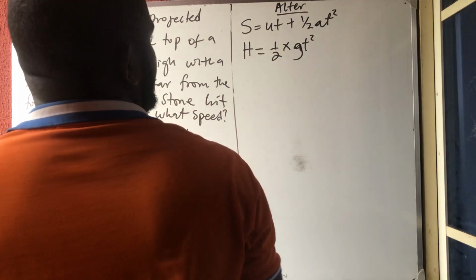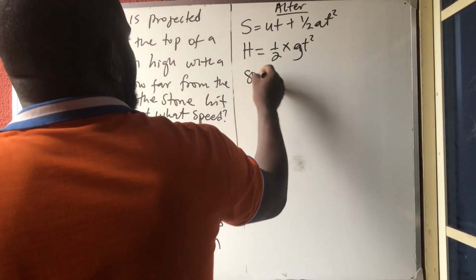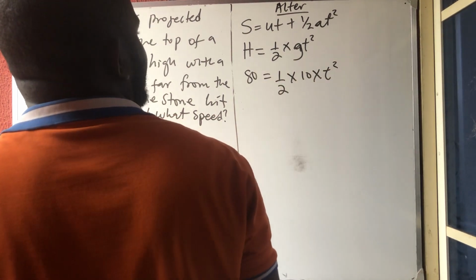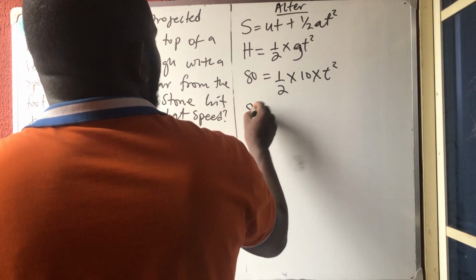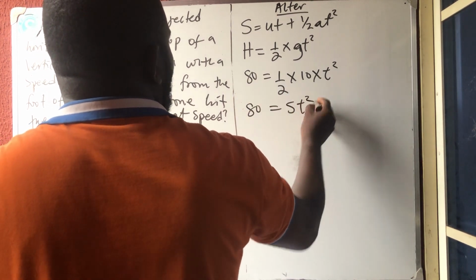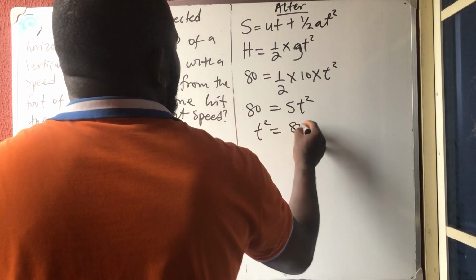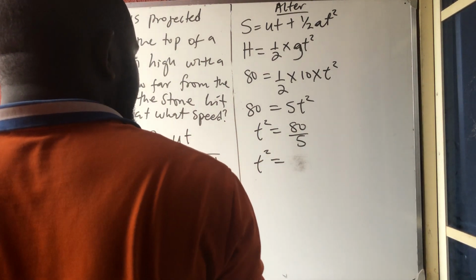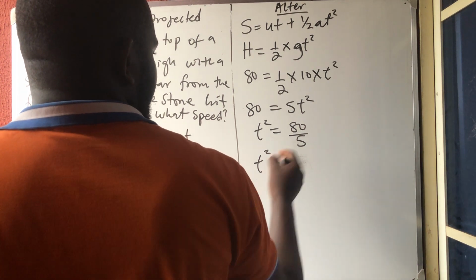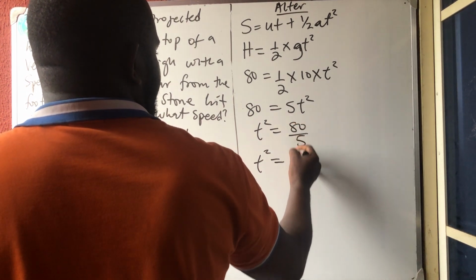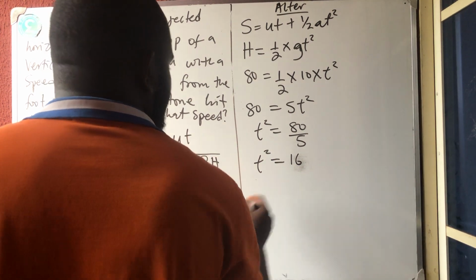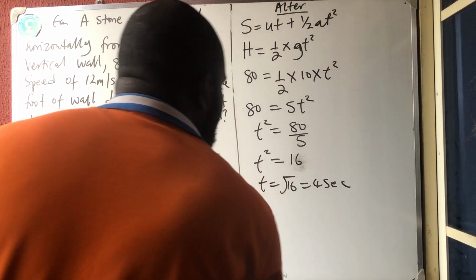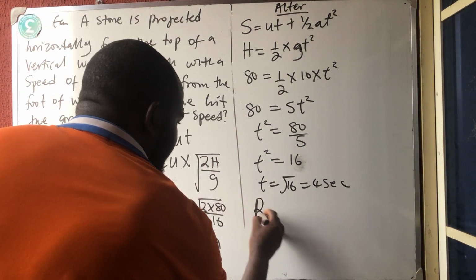In fact, this one will change to g t squared. So the height is equal to 1/2 times 10 times t squared. So I'm left with 80 is equal to 5t squared. So t squared is equal to what? 80 divided by 5, which is 16. So t is equal to the square root of 16, which is what? 4 seconds.